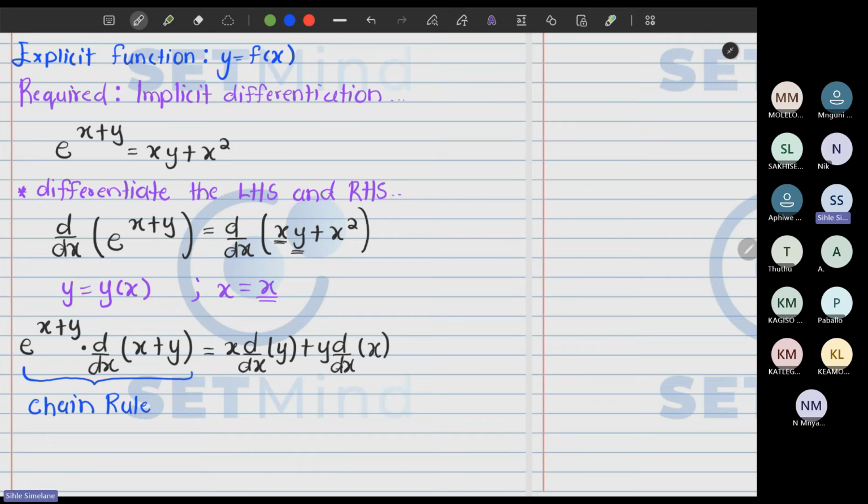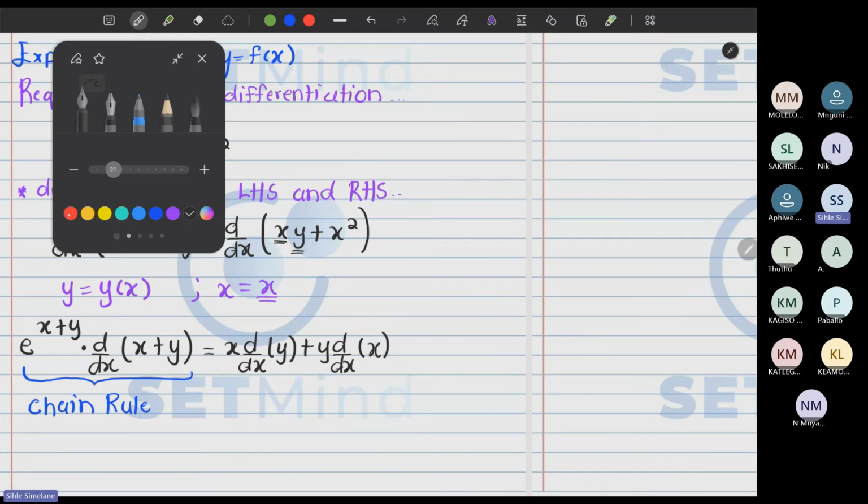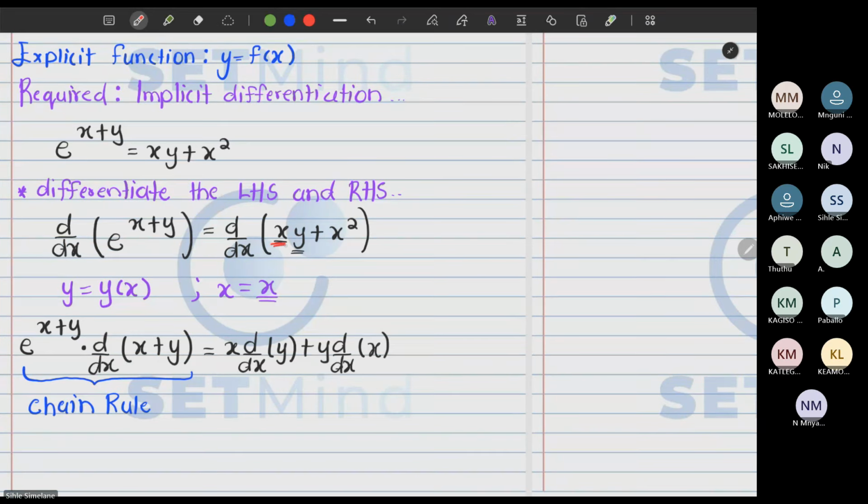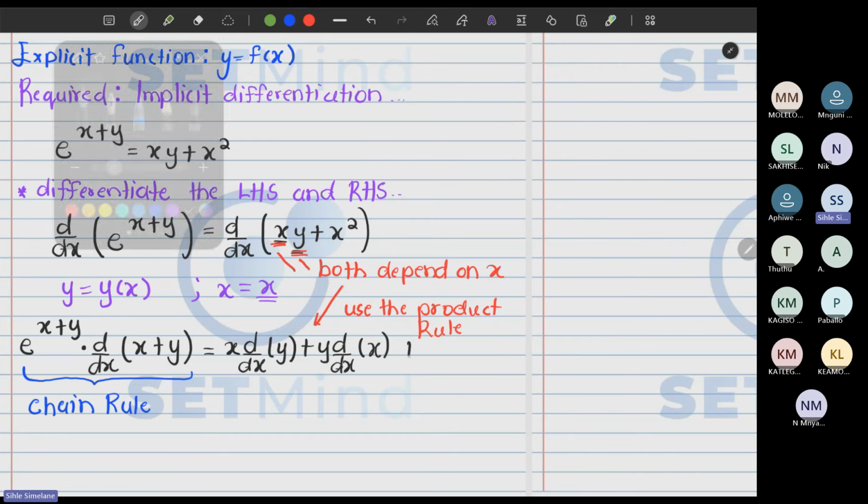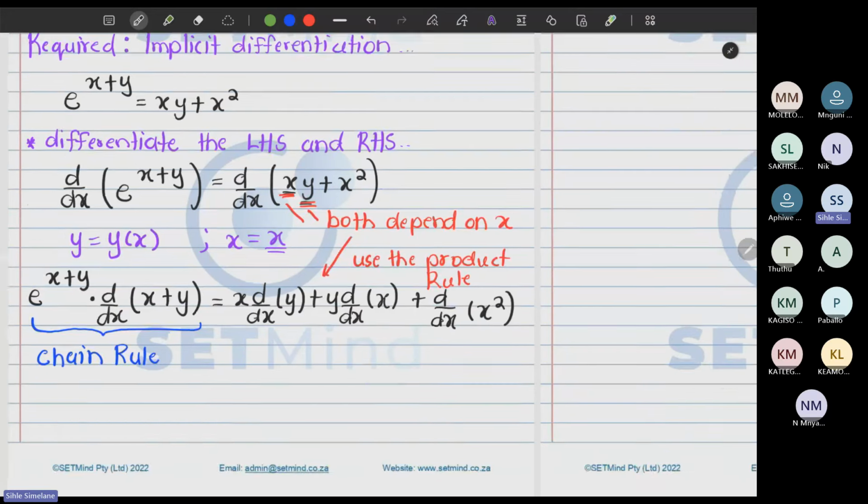That is what we are going to have, because these behave more like a product, because remember, all depend on x, and we are differentiating with respect to x. Hence, what we are going to do is to use the product rule, which is what I do just below. And then let's add the last term very easily, dx of x squared.